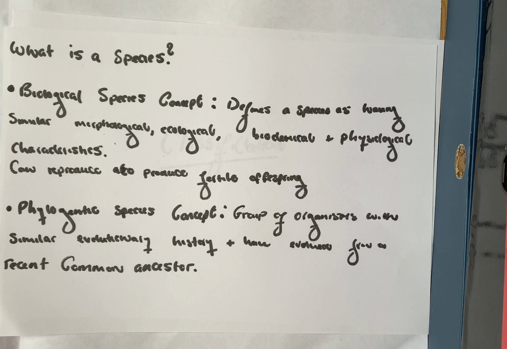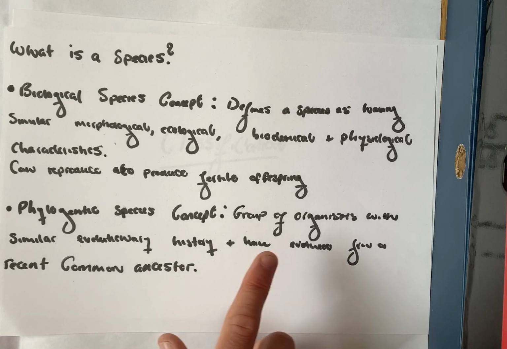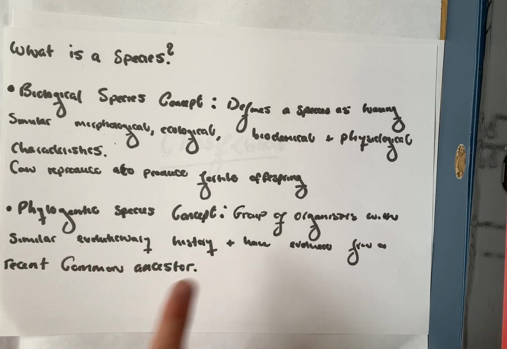The phylogenetic species concept states that groups of organisms with a similar evolutionary history and with a similar common ancestor are considered members of the same species. This, however, has the advantage of incorporating both organisms that reproduce asexually and sexually.